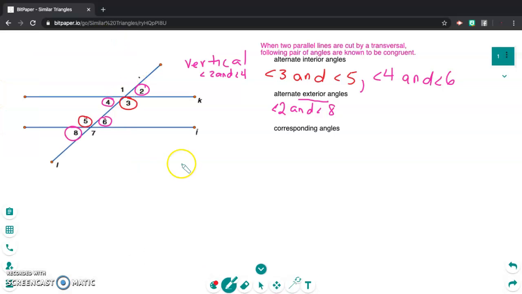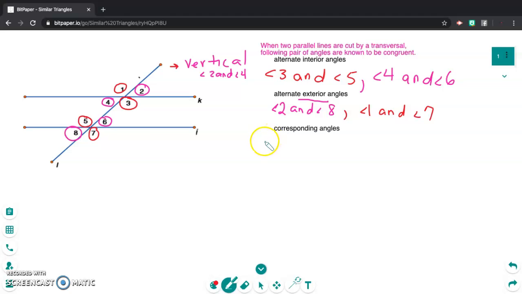Now there is another pair of alternate exterior angles, and that will be angle 1 and angle 7. Notice here, once again, 1 and 3 are the same color because they are congruent, and they are also vertical angles as well. So the next pair of alternate exterior angles will be angle 1 and angle 7. All of these angles have some type of relationship because they are congruent. If you notice, the colors are all the same. So now let's start talking about these corresponding angles.